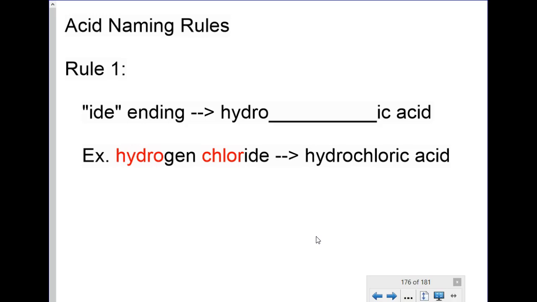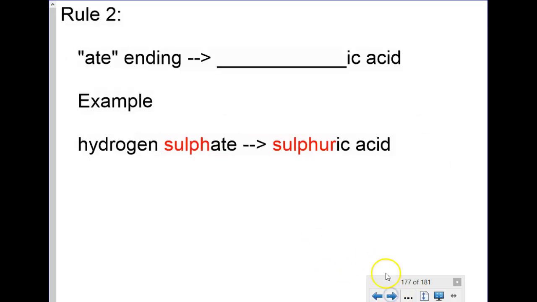Chloric acid. This is rule 1 or rule 2 because it's got an IC ending. It's got to be 2 because there's no hydro. If we go to here, chloric acid goes back to hydrogen chlorate. Remember, if it's an ATE, it's got to come off the back side. Keep working through this worksheet.